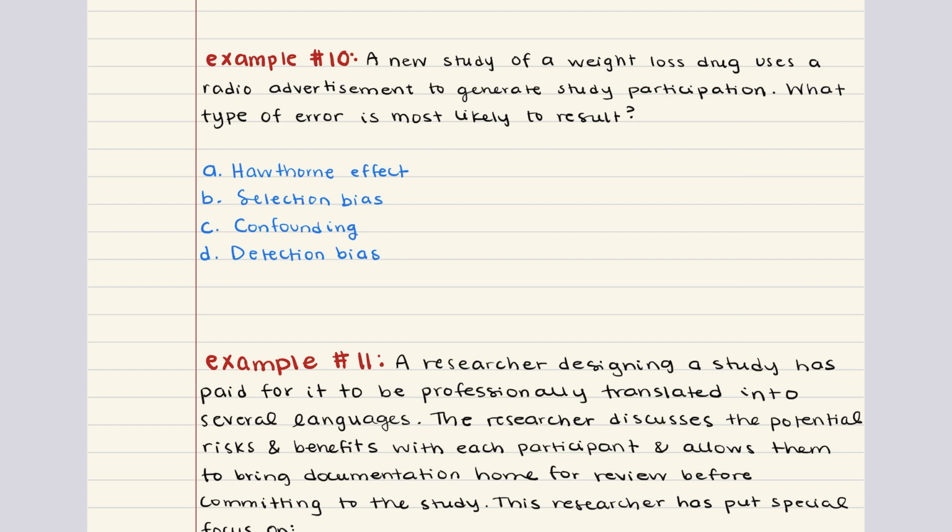weight loss solutions. These individuals may differ significantly from the general population in ways that could affect the study's results, like motivation levels, baseline health conditions, or even previous experiences with weight loss. So this introduces bias because the sample doesn't reflect the broader population for which the drug is intended. So the correct answer here is B, selection bias.